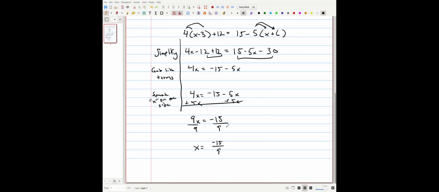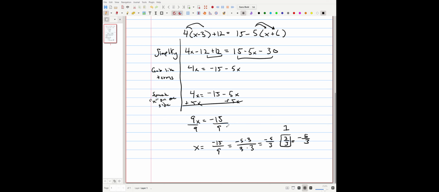And so can we simplify this? Well, negative 15 is negative 5 times 3. 9 is 3 times 3. So we get negative 5 over 3 times 3 over 3. Any number over itself, this one in particular is just 1, so we just get negative 5 over 3.